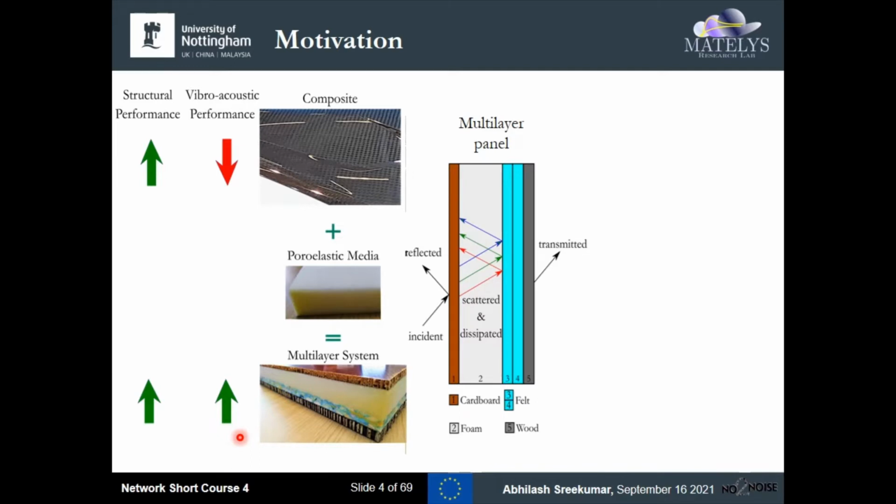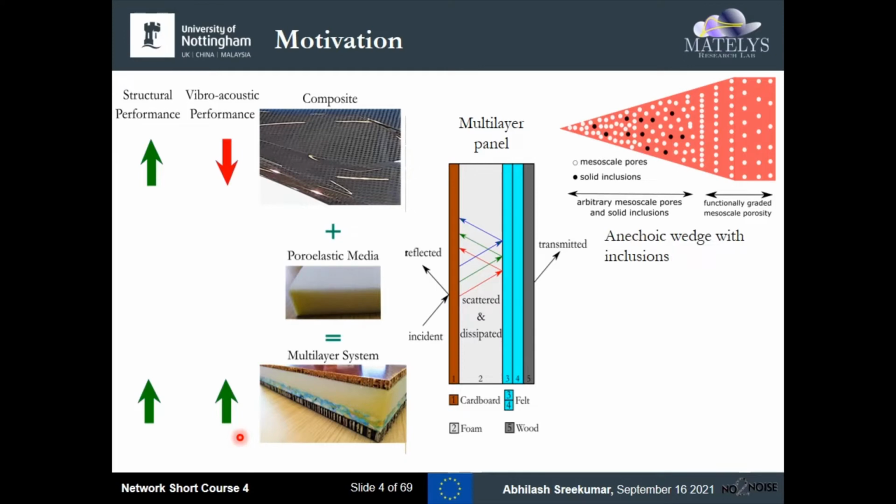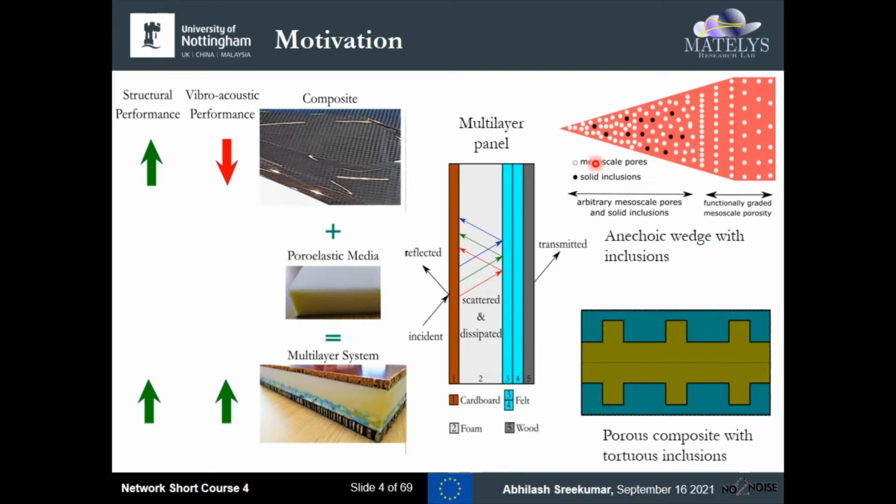Well, this is an example of a multi-layer panel, and let's have a look. Yep, here is an anechoic wedge with inclusions. That is, we've got mesoscale pores and solid inclusions, and these are found to augment sound absorption, especially at lower frequencies where traditionally it has been difficult to achieve good performance. This is an example of a porous composite with tortuous mesoscale inclusions. That is, we've got an axial perforation with some tortuosity, and there is a client and a host material there as well.